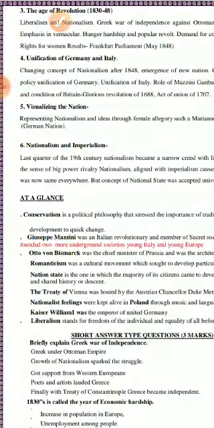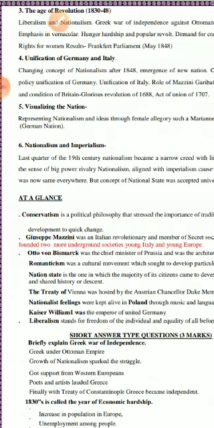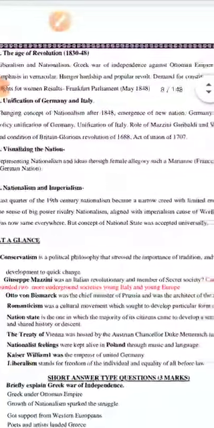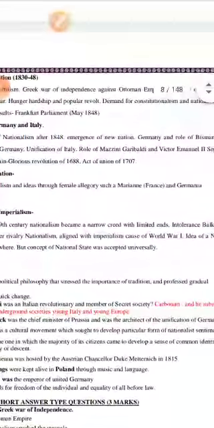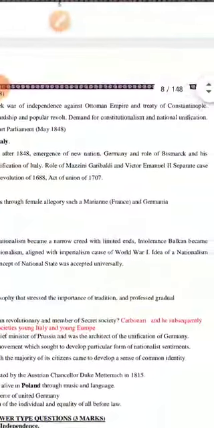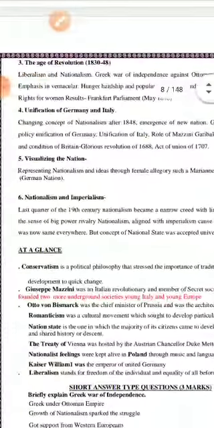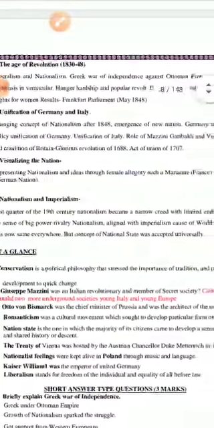Nationalism and imperialism. In the last quarter of the 19th century, nationalism became a narrow creed with limited ends. Then intolerance, the Balkans became a source of big power rivalry. Nationalism allied with imperialism caused World War First. The idea of nationalism was now the same everywhere, but the concept of the national state was accepted universally.